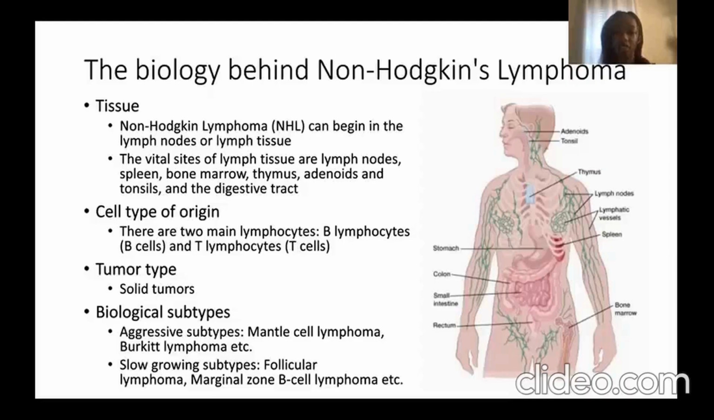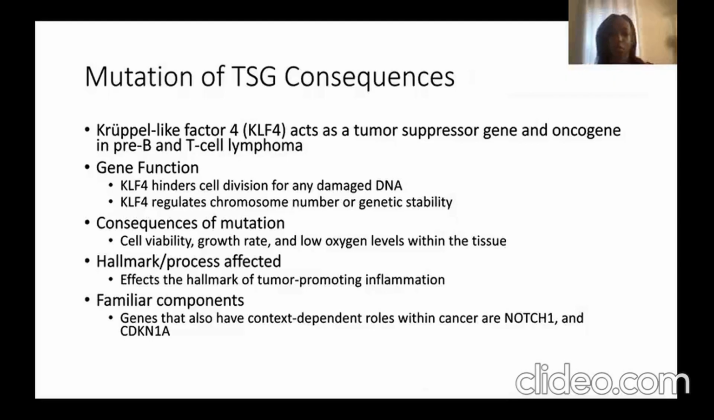Now, let's move on and discuss mutation of tumor suppressor gene consequences. Krüppel-like factor 4, also known as KLF4, which is what I'll refer to it as from now on since it is a mouthful, is known as a tumor suppressor gene within non-Hodgkin's lymphoma, and it can also be seen as an oncogene in pre-B and T cell lymphoma.